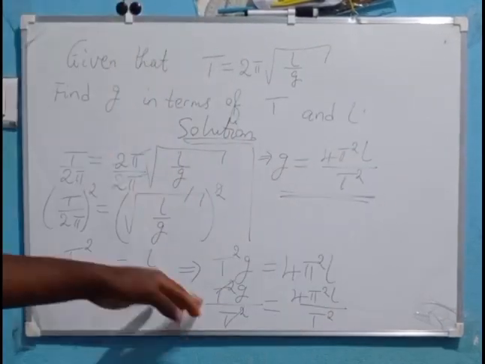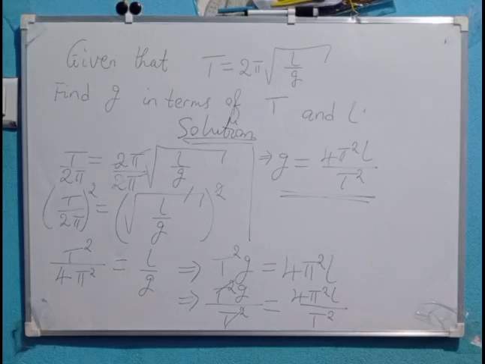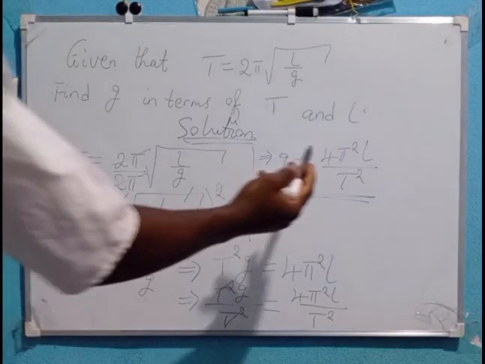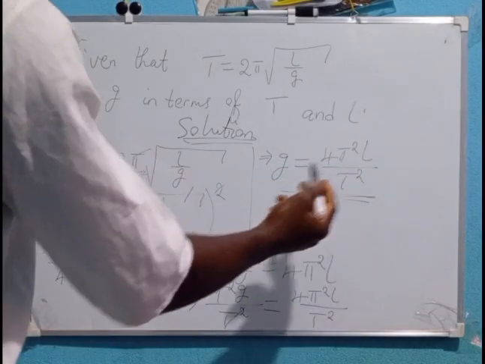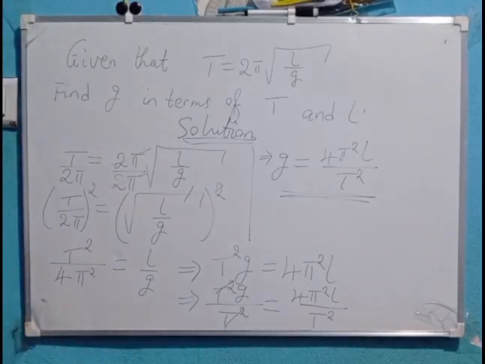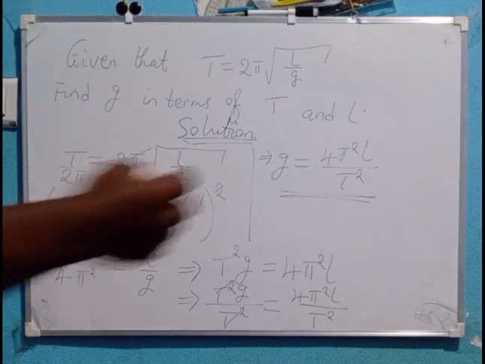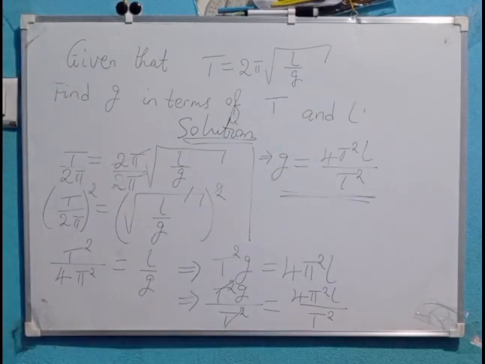Therefore, the acceleration due to gravity is given by 4 pi squared L all over T squared, where L stands for the length of the string and T stands for the period. We are done with the solution.